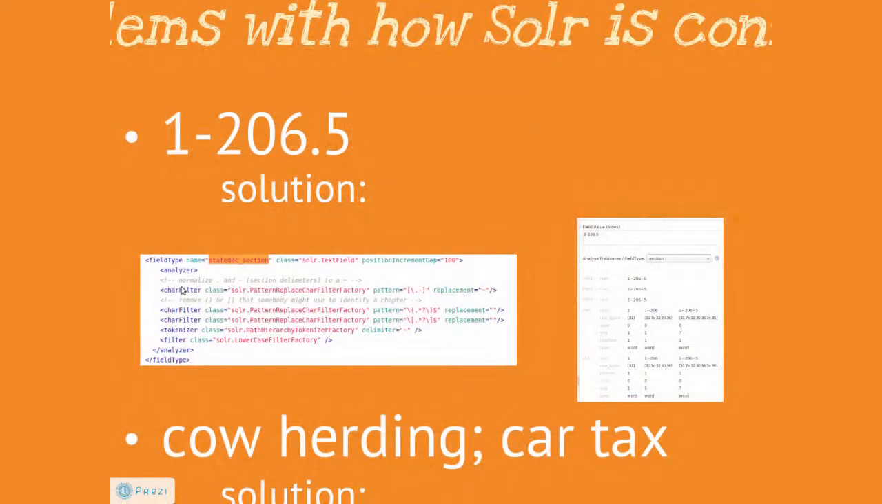What we ended up doing first was taking all these dashes and dots and normalizing them to a tilde with a char filter. So we do a pattern replace char filter. Here we've got dot dash changed to tilde, so we've got a normal sort of path that we can work with.